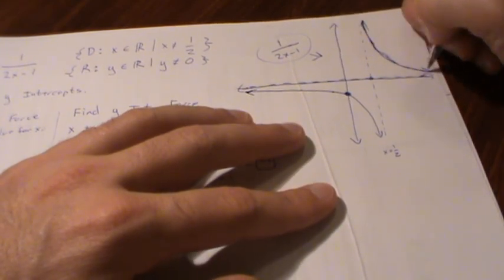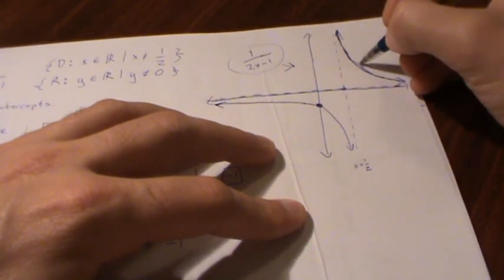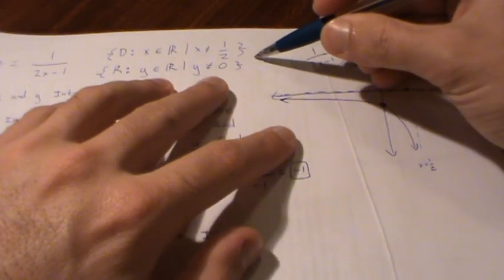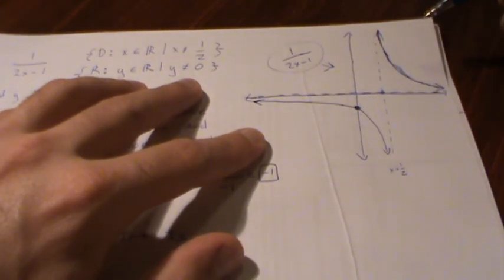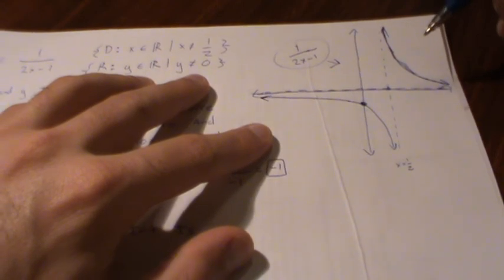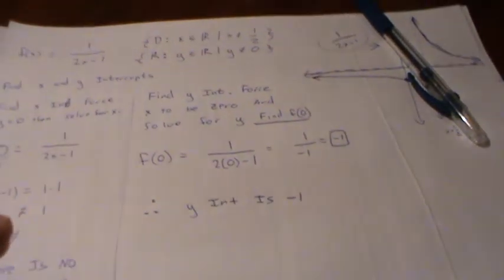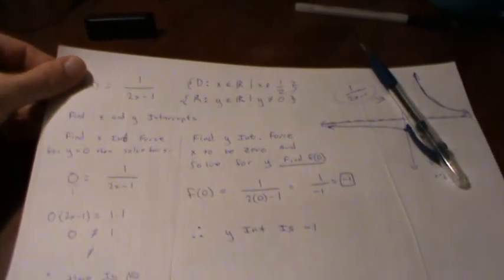So again, the things that you'll want to find are the intercepts and the asymptotes, the domain and the range, okay? And that's a pretty good start, okay? So that was reciprocals of a linear function. Tomorrow we'll look at reciprocals of a quadratic.